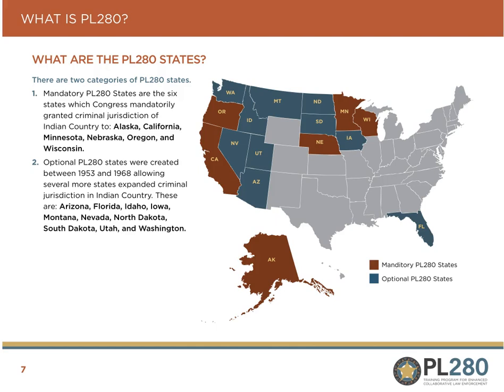There are two categories of PL280 states. The first are mandatory states, which Congress mandatorily granted criminal jurisdiction of Indian country to. Those are Alaska, California, Minnesota, Nebraska, Oregon, and Wisconsin. The second is optional PL280 states. Between 1953 and 1968, several more states also exercised expanded criminal jurisdiction in Indian country. The optional states are Arizona, Florida, Idaho, Iowa, Montana, Nevada, North Dakota, South Dakota, Utah, and Washington. You'll see those states indicated in this map.